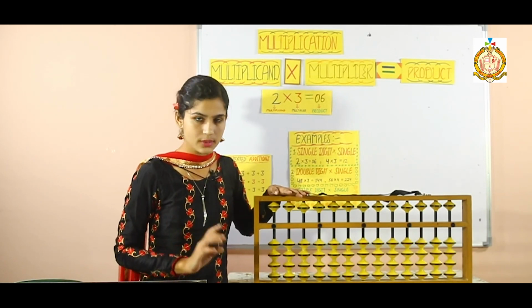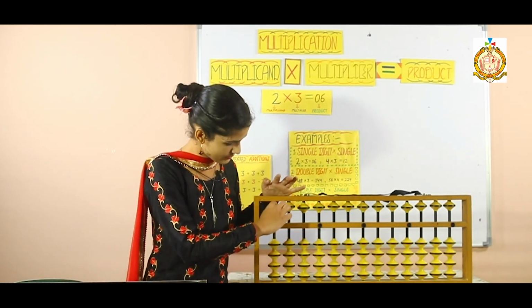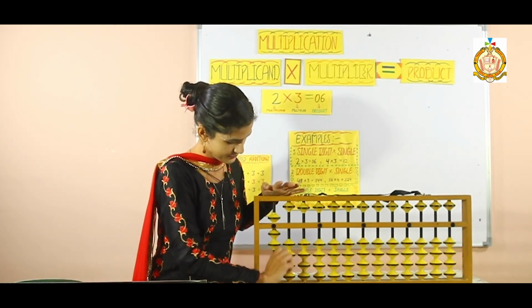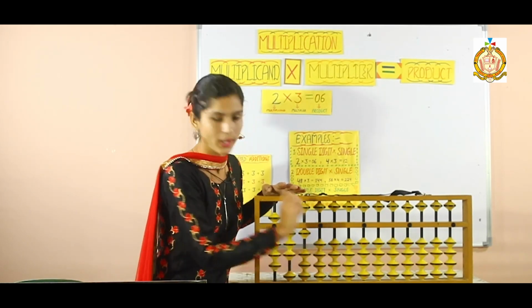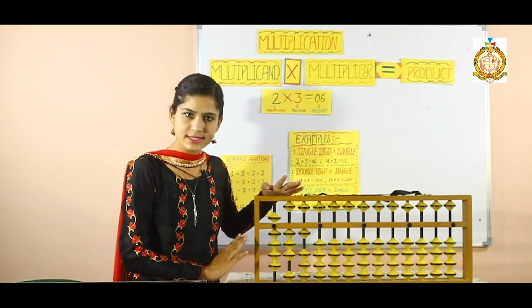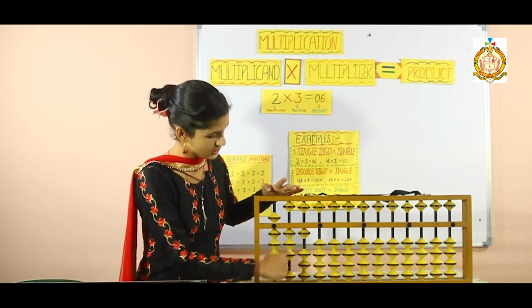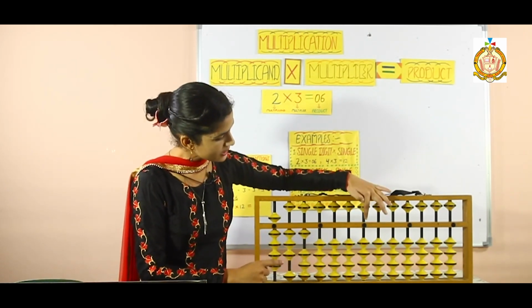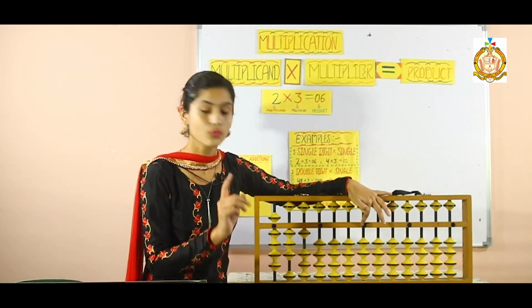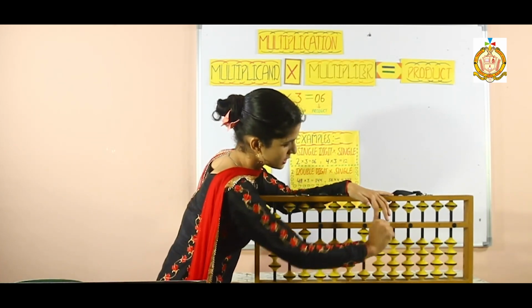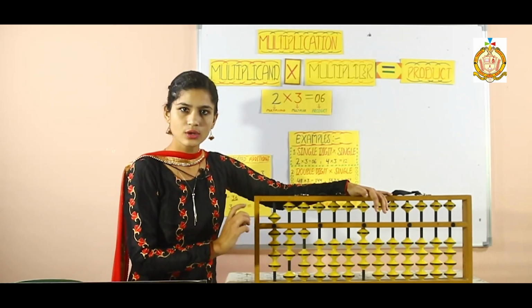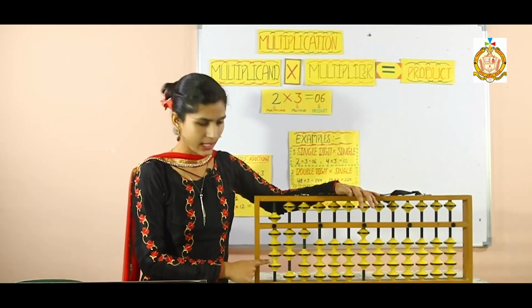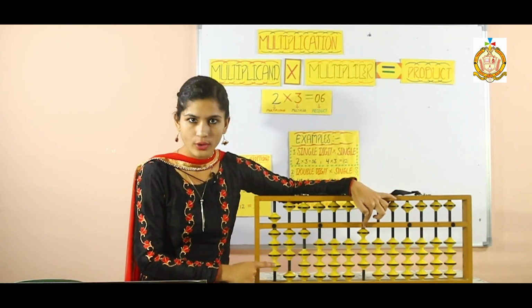9 is a butterfly number. Together we have to add, but it is very difficult to add together. So 931, the multiplicand, is added. The multiplier is here, 4. So 931 into 4.